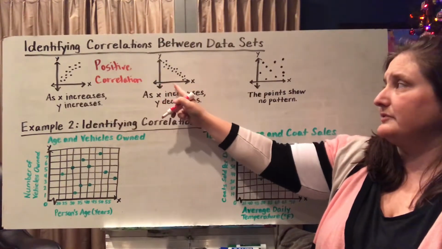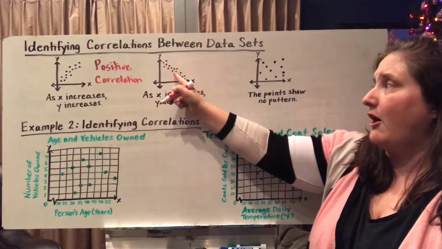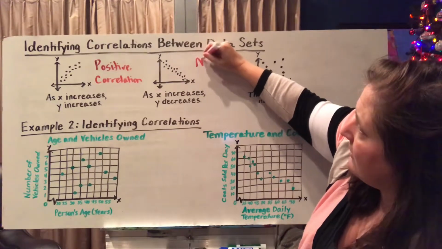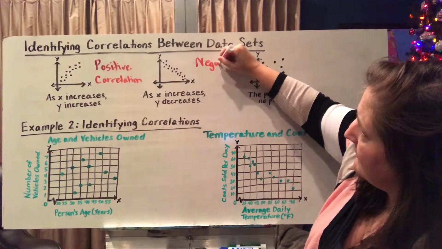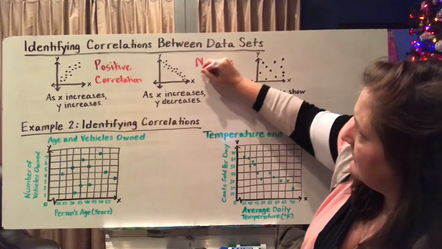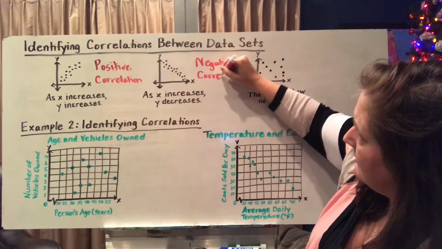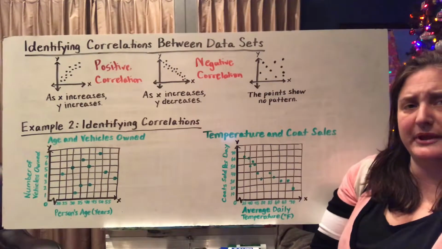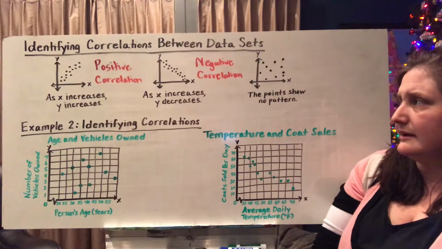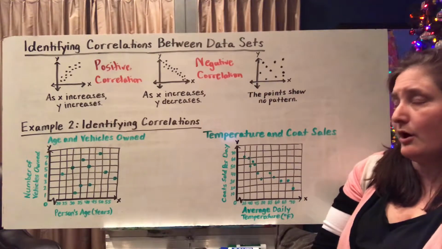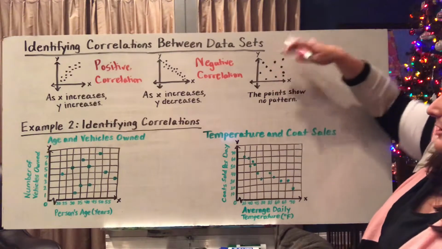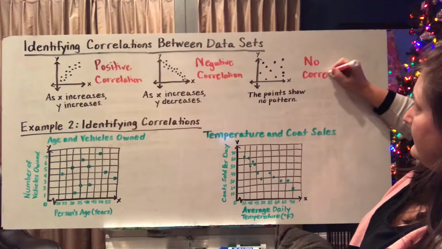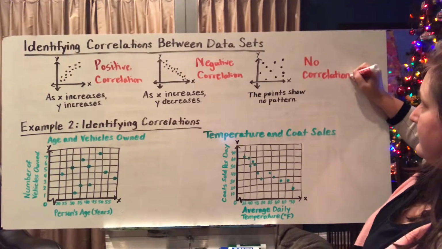If as our X values increase, our Y values are falling, our Y values are decreasing, we call this a negative correlation. And if the dots are all over the place and I don't really notice a trend, it doesn't seem like they're all going up, or as one goes up, one is going down, they're just jumbled all over. This is no correlation. There doesn't seem to be any specific trend here.